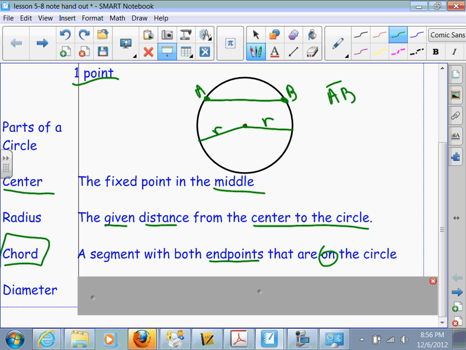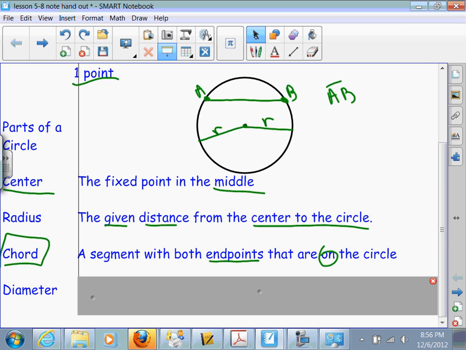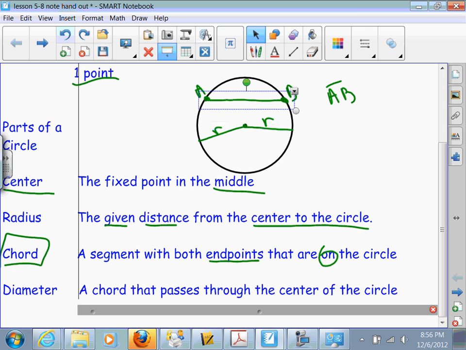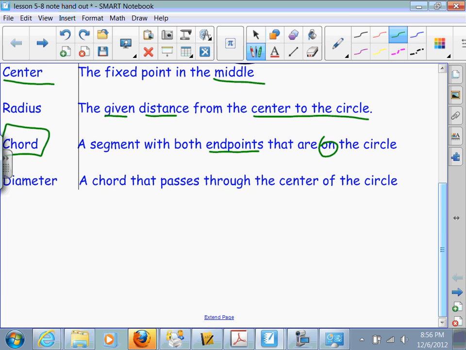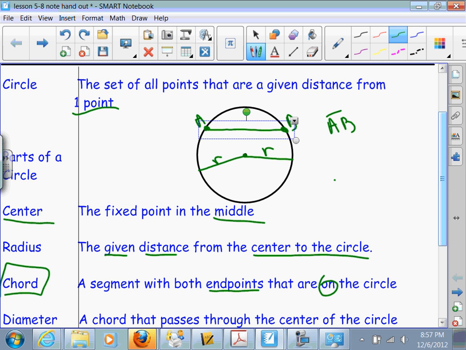Now, watch this. If I were to take this chord and move it to the center and maybe make it a little bit longer, what would it look like? Well, wouldn't it look just like a diameter? And that's exactly what a diameter is. A diameter is just a chord that passes through the center of the circle. So if I'm drawing my pictures here, then a chord that passes through the center of the circle would look like this. I can call this XY, and XY would just be a line segment, and when I relate it to the circle, it is a diameter, okay?